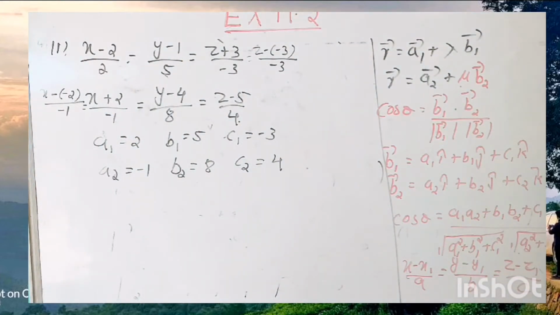So we got the values of a1, a2, b1, b2, and c1, c2. Actually, a1, b1, c1 are the denominators of the first equation, and a2, b2, c2 are the denominators of the second equation. If the numerators are in the form x minus x1, y minus y1, z minus z1, then just write the denominators, and we will get the values of a1, a2, b1, b2, and c1, c2.